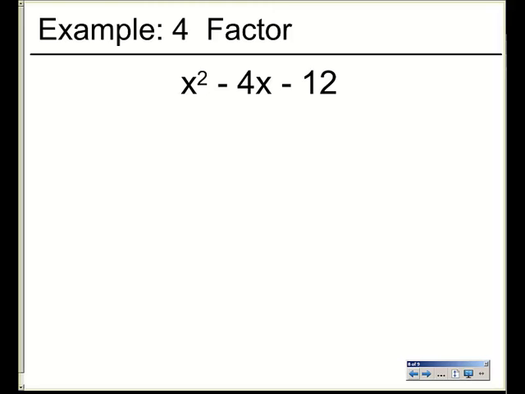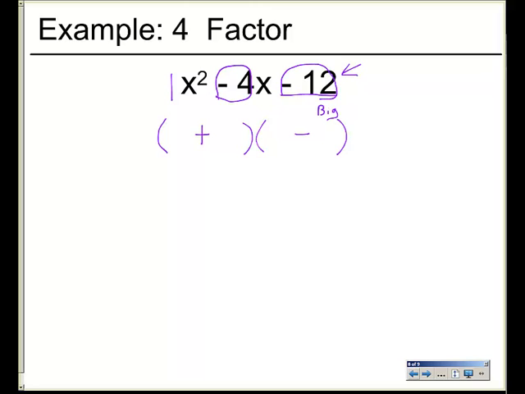Example 4, leading coefficient is still 1, which means I can just drop down into my parenthesis binomial setup. The last term tells me that it's a negative, meaning the two signs are opposite. So I have one positive and one negative, which means I'll have two factors. One is positive, one's negative, but since the middle term is still a negative, I need the bigger term, or the bigger factor, to go there. So I want to know, what are the factors of 12 that will add up to a negative 4? It's actually factors of negative 12 that will add up to negative 4.